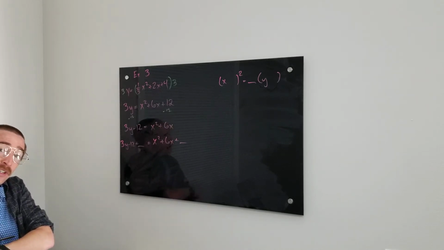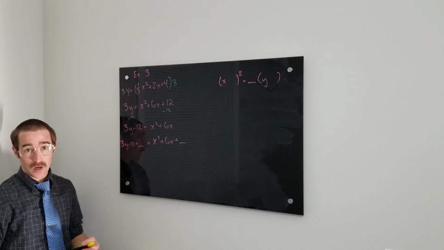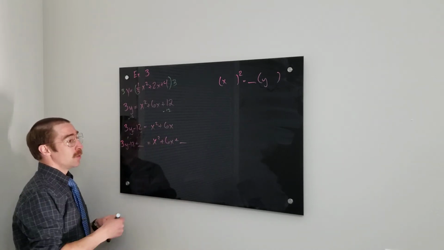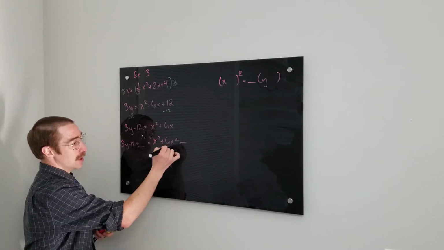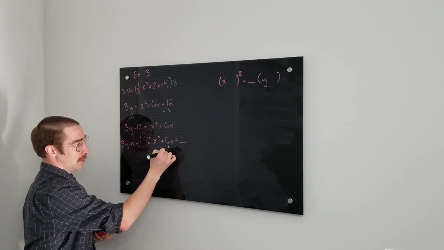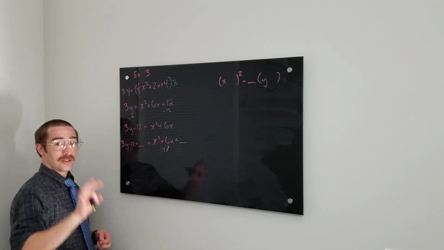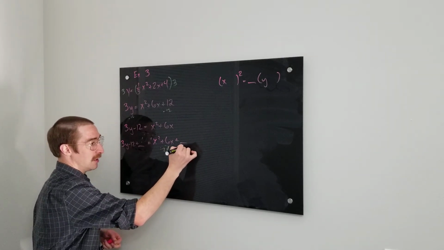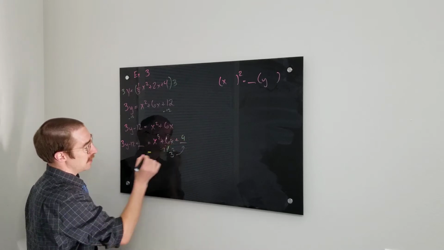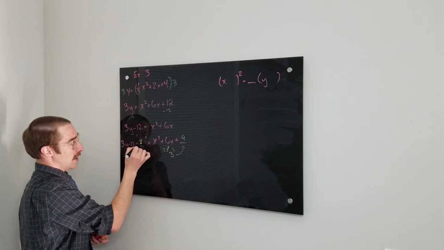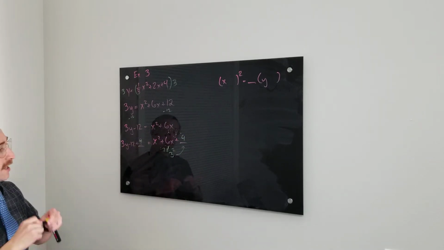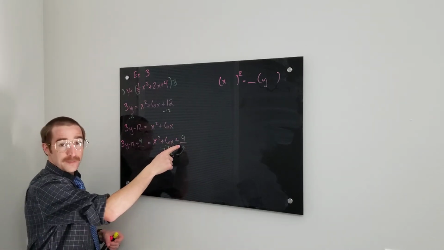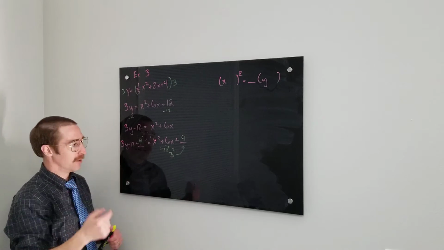So, to find the value that makes it a perfect square, remember, we take this b value and divide it by 2, so 6 divided by 2 is 3. We square the 3, and that gives us 9. So we add 9 to each side. Now, after doing that, x squared plus 6x plus 9 happens to be a perfect square.